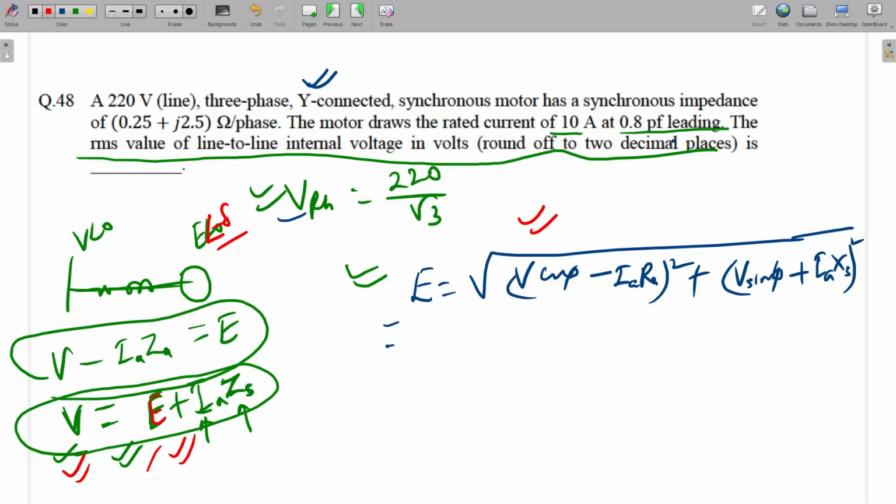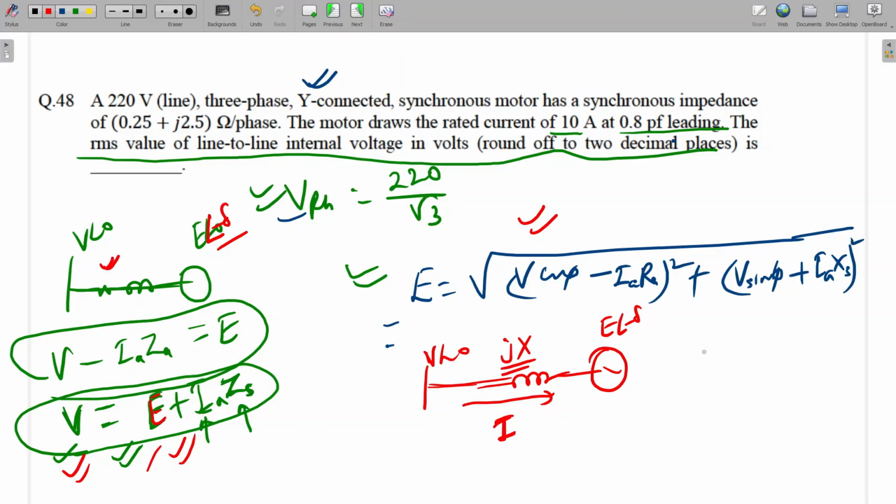I will explain. In the case of a motor, let's say for both motors and generators, first I will explain the motor. V angle 0, and let's say this is E angle minus delta, and this is I. If the resistive part is not there, only jX, what will be the P value? P will be EV by X sin delta. Anywhere we calculate it will be the same.